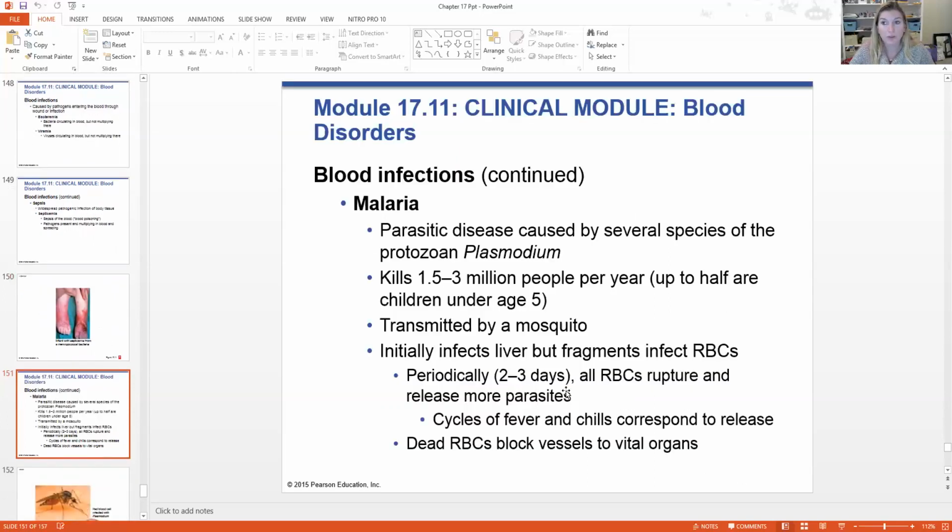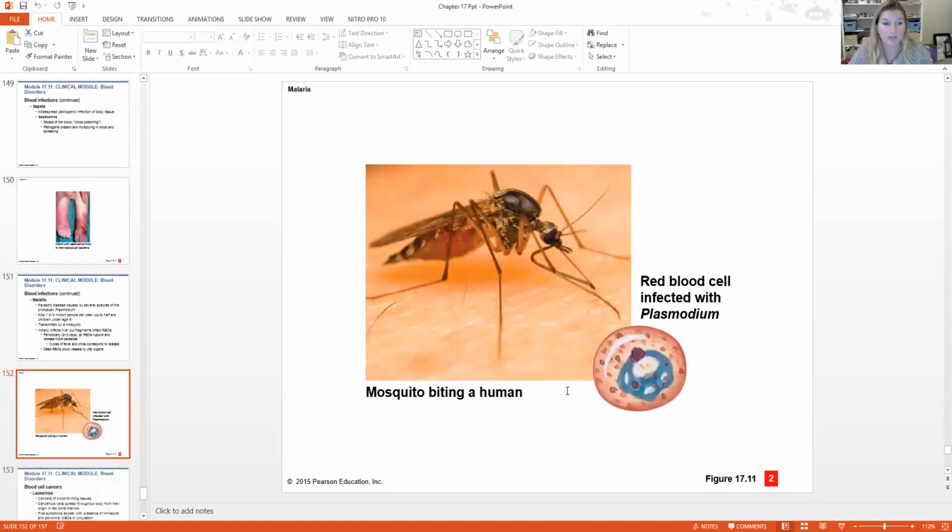We mentioned malaria a little bit already, but malaria is a parasitic disease that's caused by a protozoan called Plasmodium. Plasmodium lives in like mosquitoes, and then when you're bitten by a mosquito, that small exchange of fluid that takes place, the mosquito can deposit the Plasmodium parasite into your body. It kills millions of people every year, and it initially infects the liver, but fragments of it can also infect the red blood cells, and the red blood cells rupture, release more parasite, and so it's cyclical. There's cycles of fever and chills that correspond with this release, and the dead blood cells can actually block vital organs, and it's a very devastating disease.